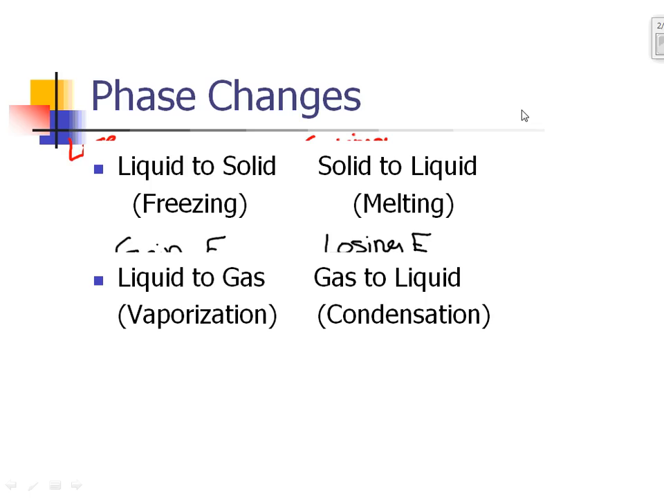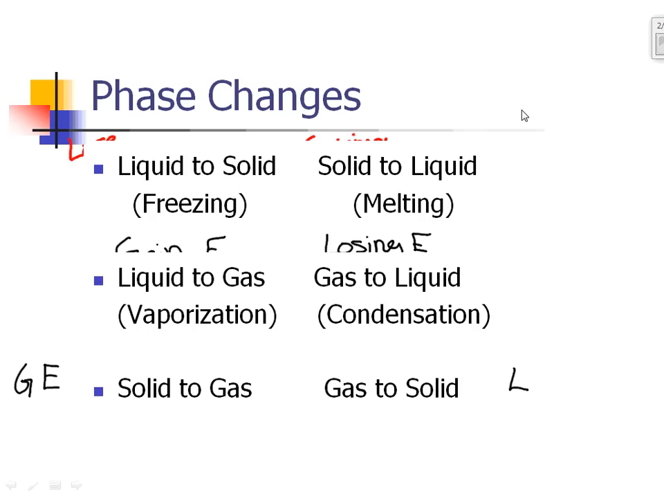Then the last one is solid to gas and gas to solid. Solid to gas, this is gaining a lot of energy. I'm going to see if I can write over here if it will stay. I'm just going to put gain energy, GE. Whereas gas to solid, they lose a ton of energy. So lose energy. And if you think about it, it's all about the spacing of the particles. How far apart are they getting?